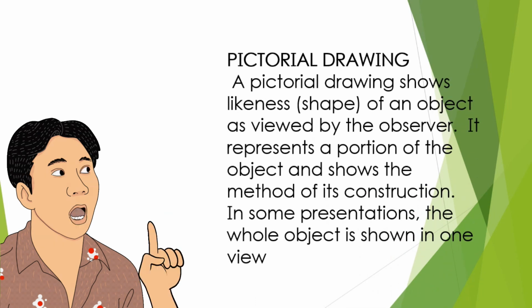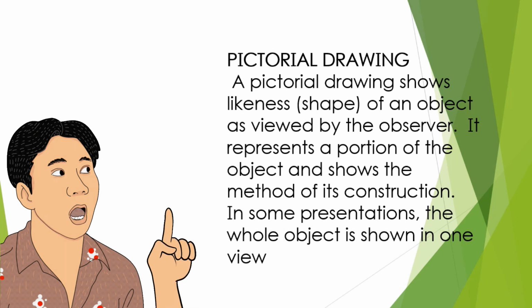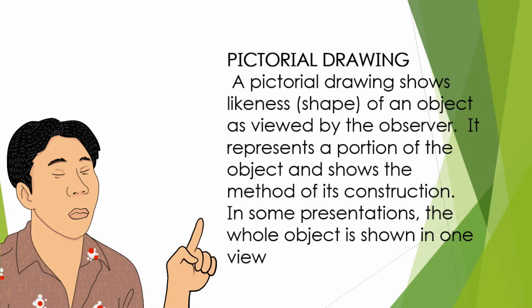Before we start, let us discuss what is a pictorial drawing. A pictorial drawing shows likeness, shape of an object as viewed by the observer. It represents a portion of the object and shows the method of its construction. In some presentation, the whole object is shown in one view.